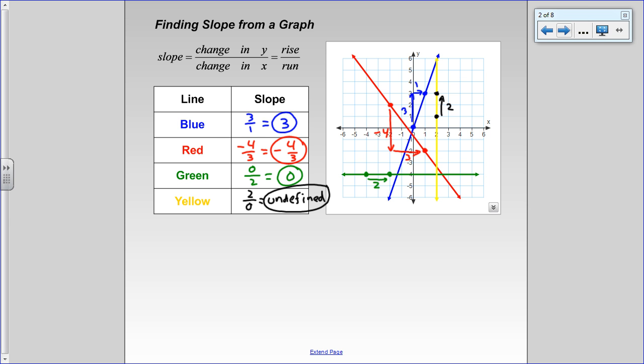We've also seen that the slope of a horizontal line, which moves neither up nor down, is 0. And we've seen that the slope of a vertical line, which moves both up and down, is undefined.